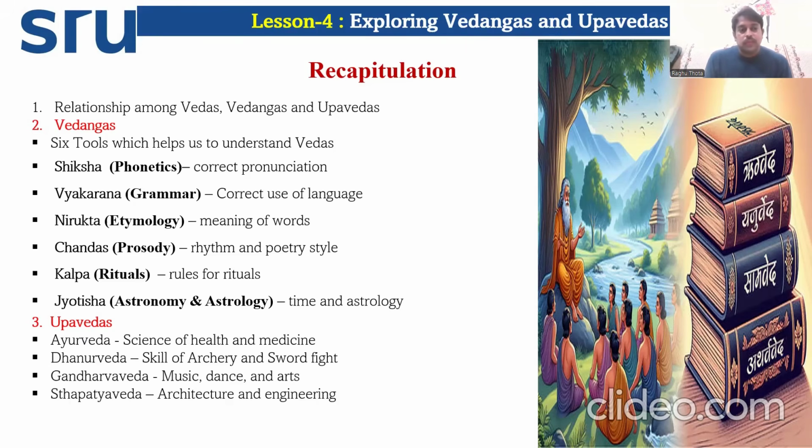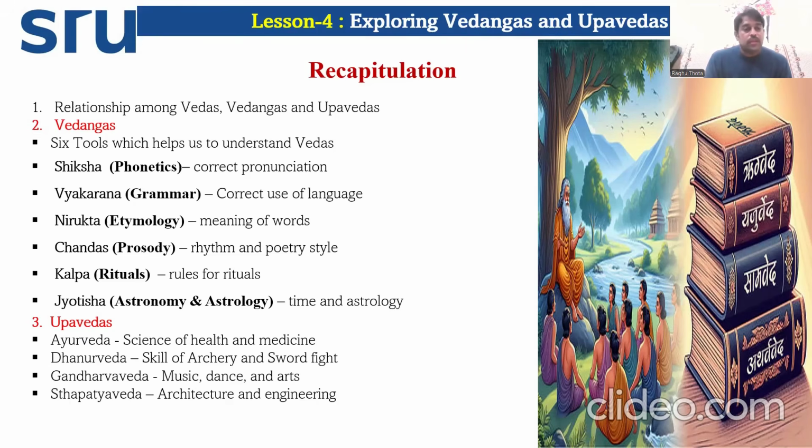How many Vedangas do we have? There are 6 tools of Vedangas which help us to understand the Vedas in a better manner. Let us introduce all the 6 tools. One is Siksha, which means phonetics, which focuses on pronunciation, how to pronounce the words correctly in the Vedas. Next one, Vyakarana, which means grammar, correct use of language.